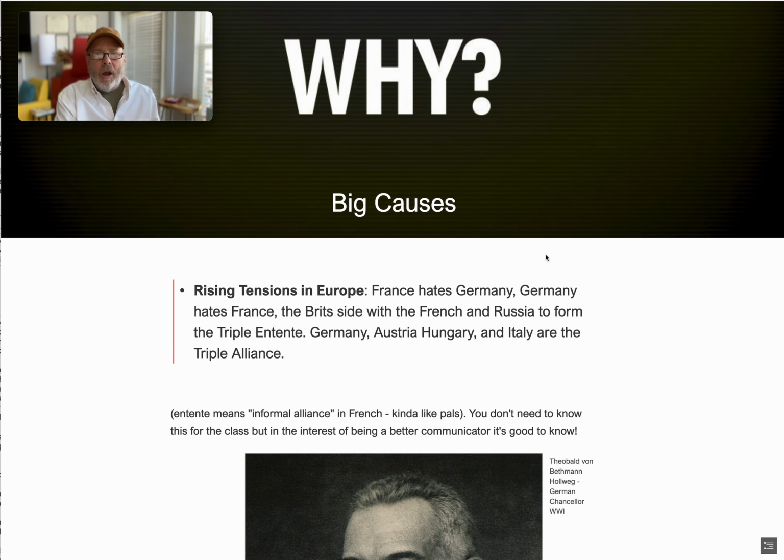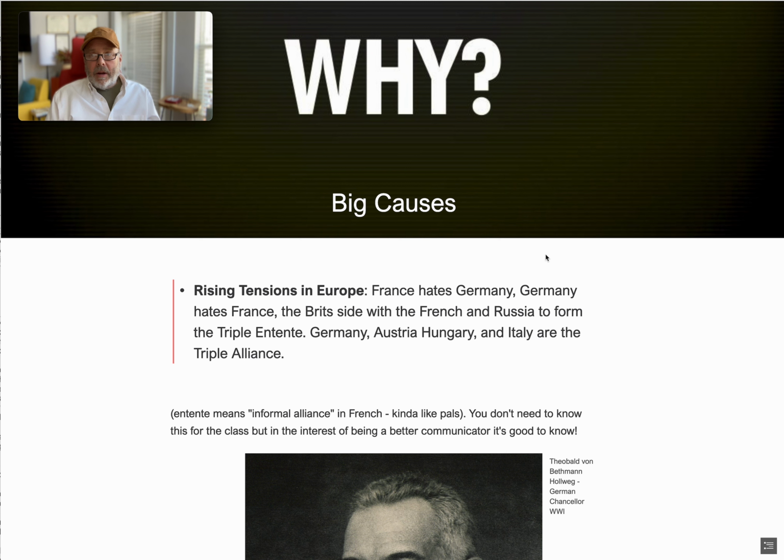The big causes of the war were rising tensions in Europe, and a lot of these tensions were left over from the Napoleonic Wars. Basically France hates Germany, Germany hates France, the Brits side with the French and the Russians, and there's this alliance called the Triple Entente. Entente means alliance in French, an informal alliance. And then on the other side, Germany, Austria-Hungary, and Italy, they're the Triple Alliance.